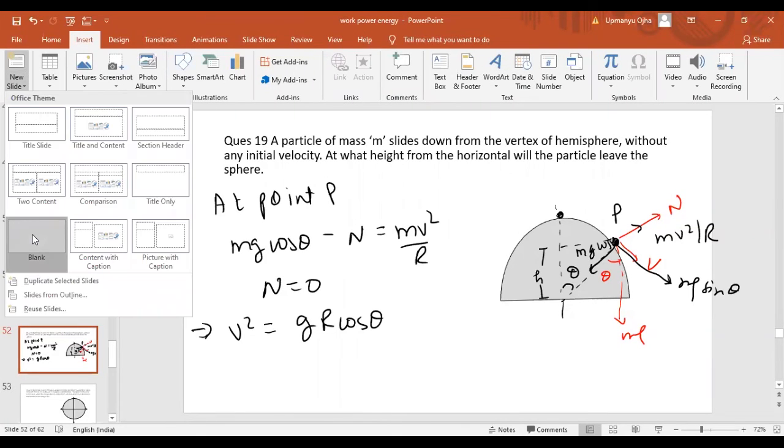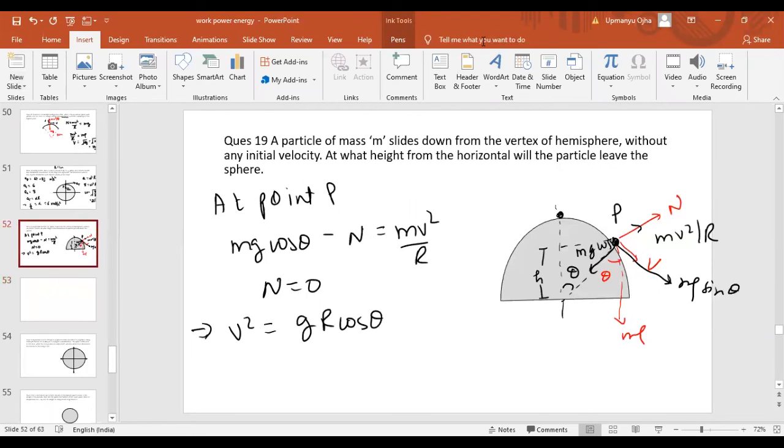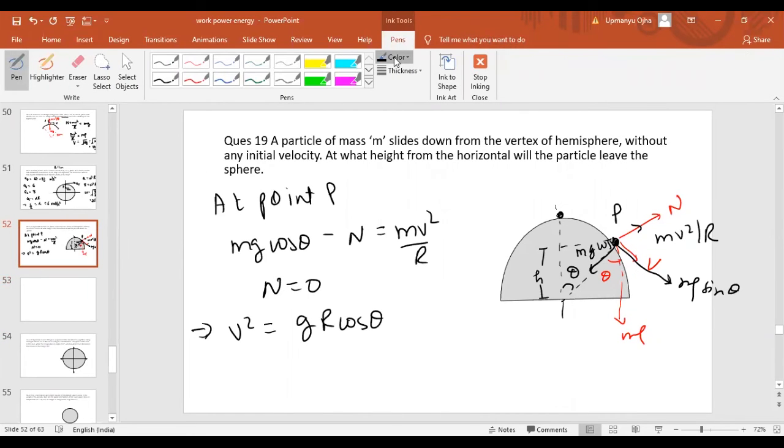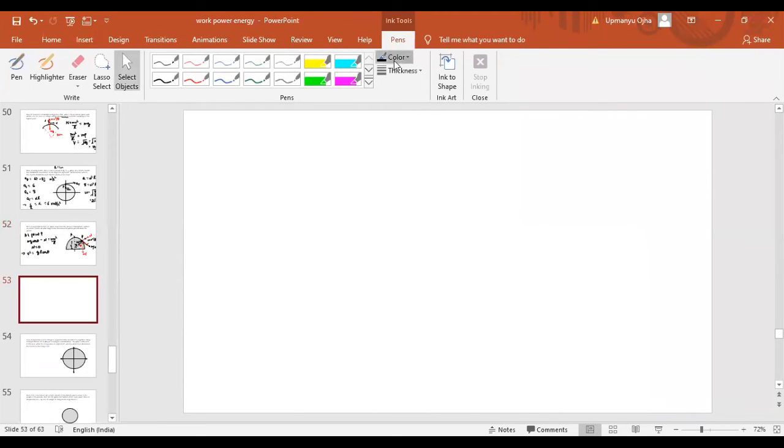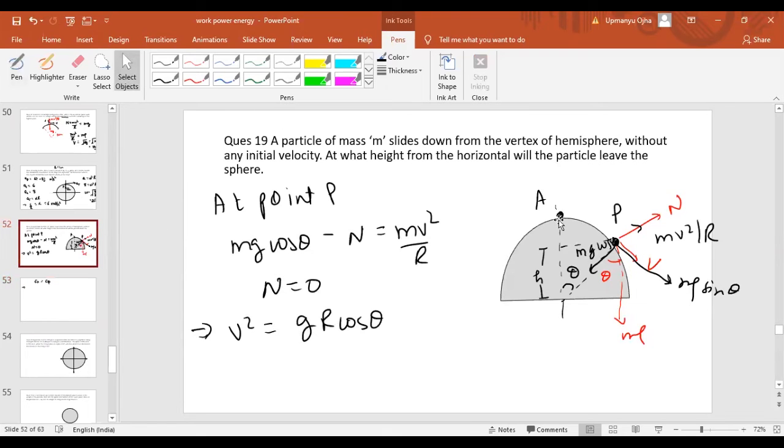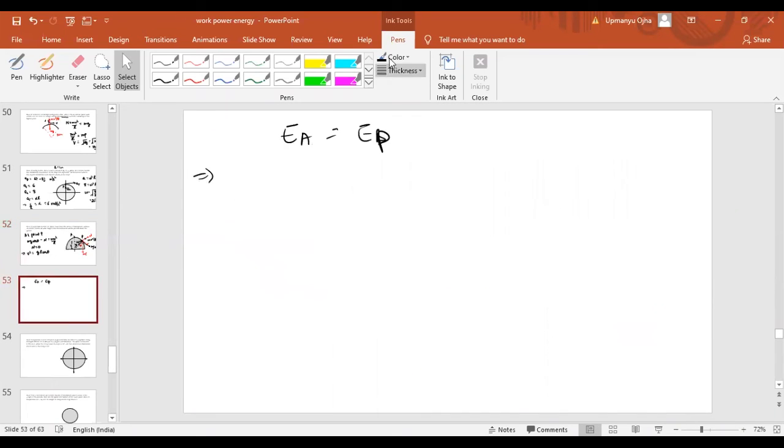Now we can conserve the energy from the initial point A to point P. Energy at A should be equal to energy at P. What is the energy at A? Energy at A is only the potential energy. If you take this as a reference point, what is the potential energy? mgr. So energy at A will be equal to mgr.